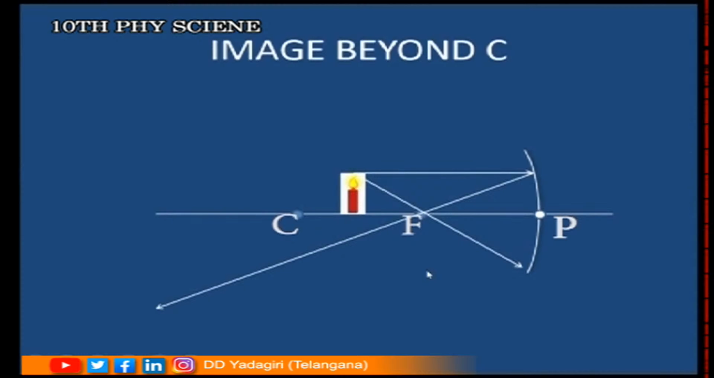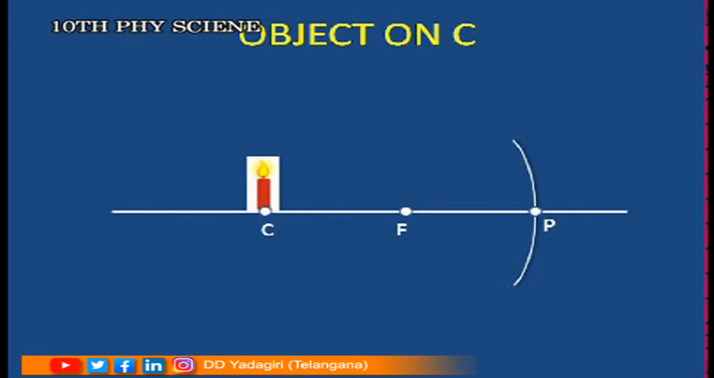How does it come, children? Conversely, it passes parallel to the principal axis. Now see where these two reflected rays are meeting. Beyond C. This is where our image will be formed. So when the object is placed between F and C, the image is formed beyond C. Now how is the image, children? You can see it is a magnified image as compared to the object. It is inverted, magnified, and this image can be caught on the screen. Therefore, it is a real image.